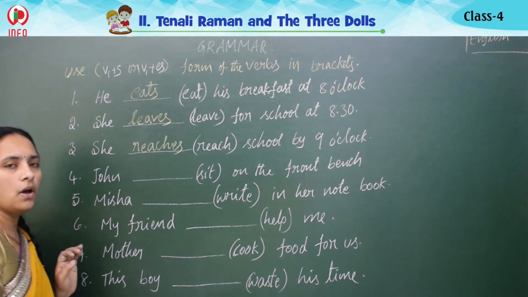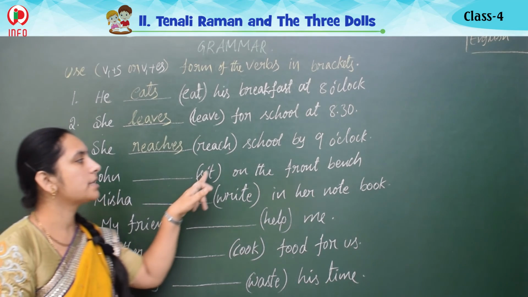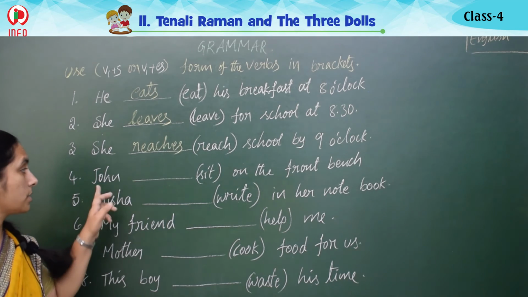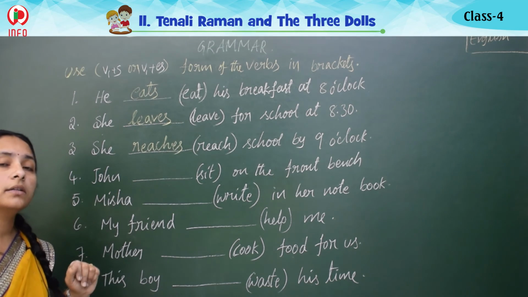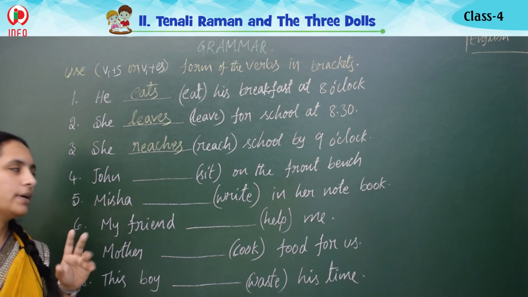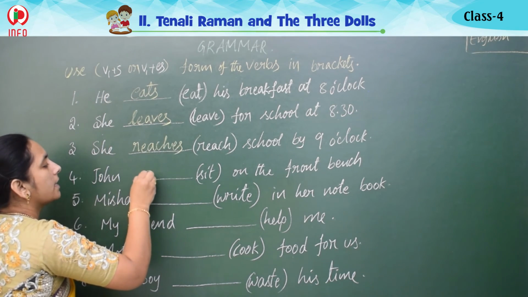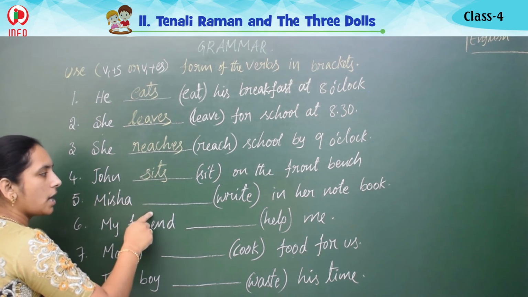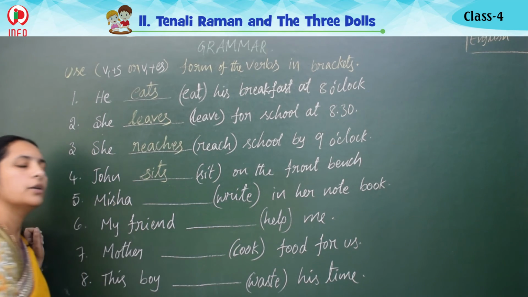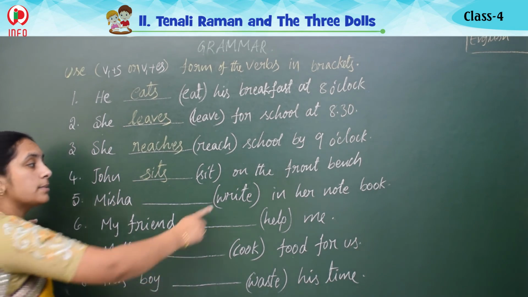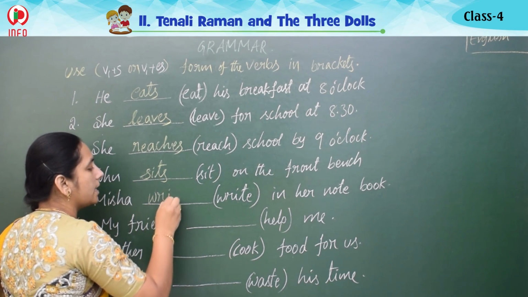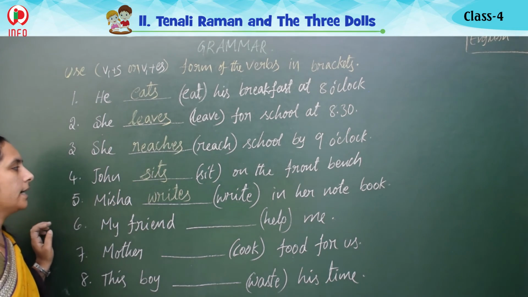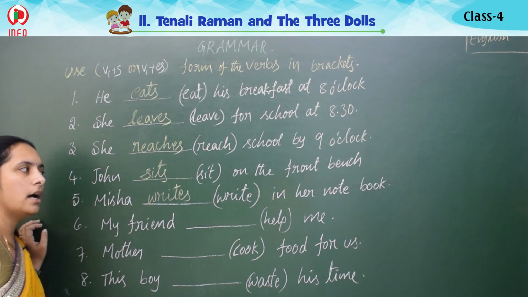So she reaches school by 9 o'clock. And see the next one, John dash sit on the front bench. John sit or sits? Sits, because John is singular. Sits spelling: S-I-T, S or ES? Very good, S only. So we should write John sits. Next one, Misha dash write in her notebook. Writes, W-R-I-T-E-S. Already E is there, so we should add S only. Misha writes in her notebook.